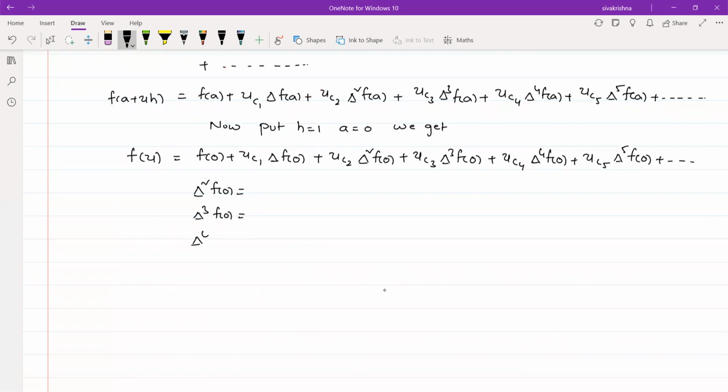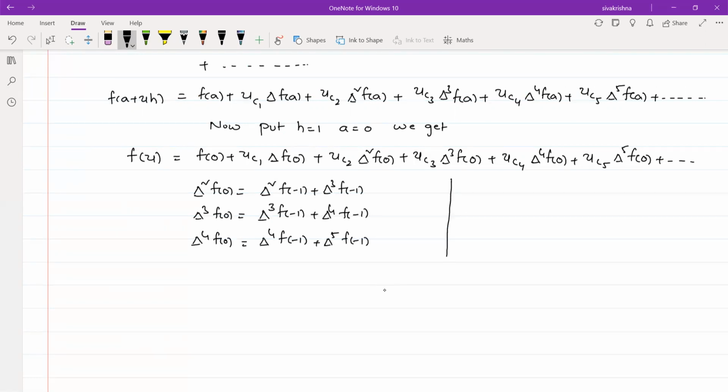and delta power 4 f of 0 as follows. Delta square f of 0 can be written as delta square f of minus 1 plus delta cube f of minus 1. Okay, and delta cube f of 0 can be written as delta cube f of minus 1 plus delta power 4 f of minus 1. And similarly, delta power 4 f of 0 can be written as delta power 4 f of minus 1 plus delta power 5 f of minus 1. Right. I am going to explain how the values of delta square f of 0, delta cube f of 0 and delta power 4 f of 0 can be written in this way.